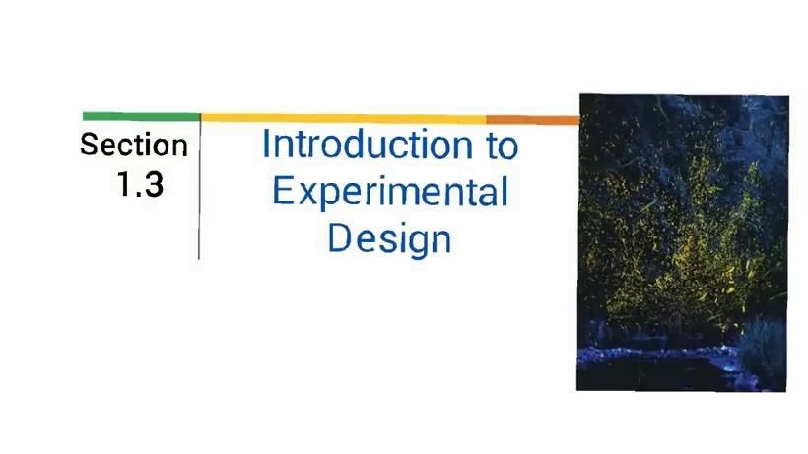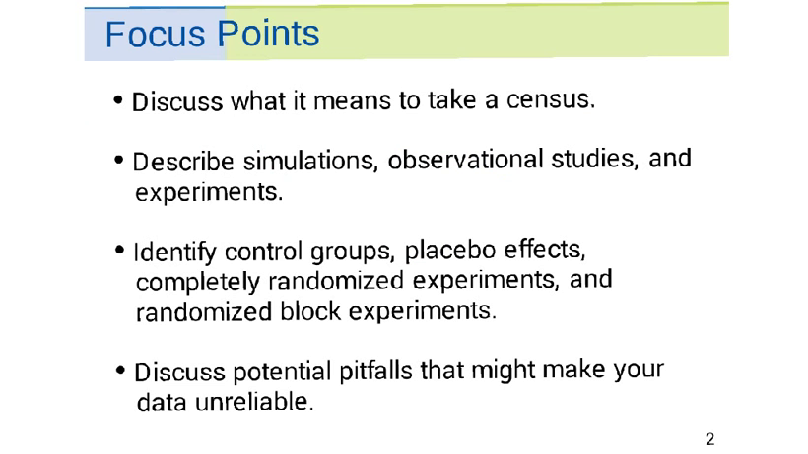Okay, here's tonight's video, section 1.3, Introduction to Experimental Design. No need to take notes on this slide. I just want to make sure you know we're going to be discussing what it means to take a census. We'll be describing simulations, observational studies, and experiments. We'll talk about control groups, placebo effects, how to completely have a randomized experiment, and also randomized block experiments. And then we'll discuss potential pitfalls that might make your data unreliable.